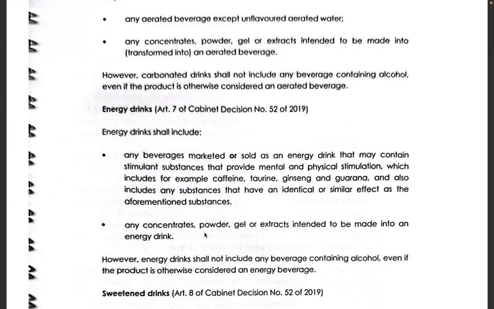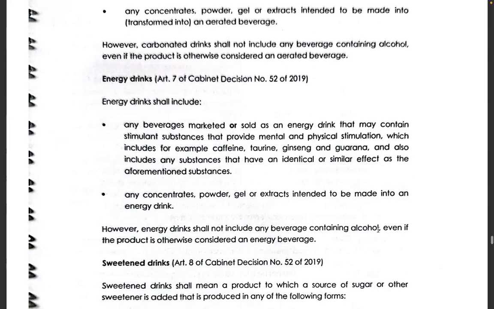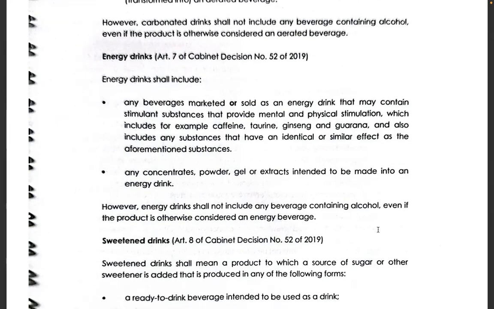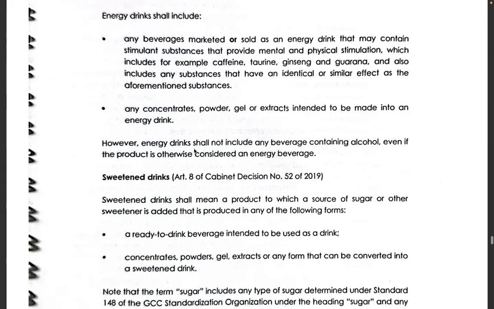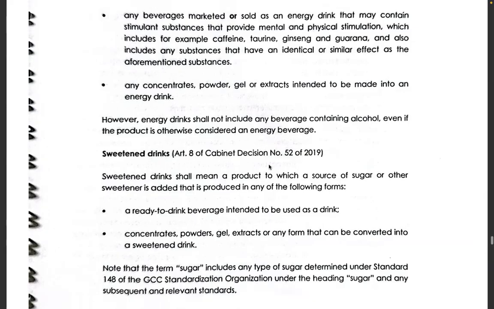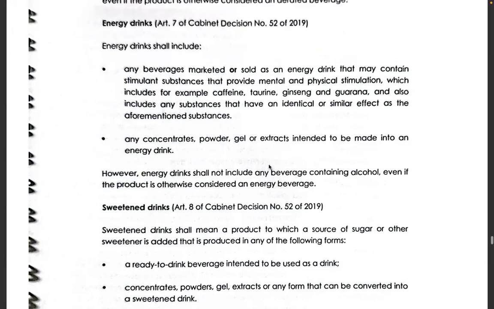Any concentrates, powder, gel, or extracts intended to be made into an energy drink, meaning the foundational substances of energy drinks, are also covered within the definition of energy drink. However, energy drinks shall not include any beverage containing alcohol, even if the product is otherwise considered an energy beverage. So any alcohol content will preclude the drink from the definition of energy drinks.